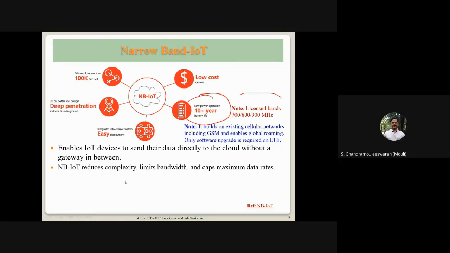Okay, and then it reduces complexity because there is no gateway business and it is directly talking. Complexity is reduced because these IoT devices are low power devices. Bandwidth is also low. They are given very little time to communicate.